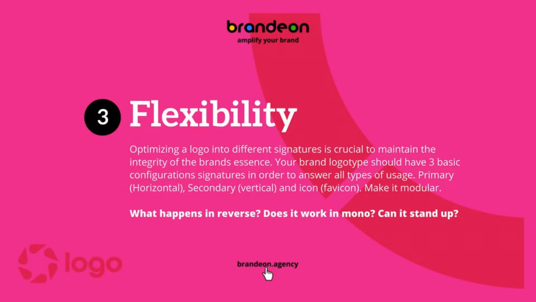Flexibility. So, as I mentioned, horizontal application and vertical application of the logos are two of the three typical applications of a logo. They can also be called signatures. That's how I prefer to call them. And therefore, optimizing a logo into different signatures is crucial to maintain the integrity of the brand's essence. The brand logo type should have these three basic configurations in order to answer all types of usage, on average: primary or horizontal, secondary or vertical, and icon, which is usually a favicon or a thumbnail.